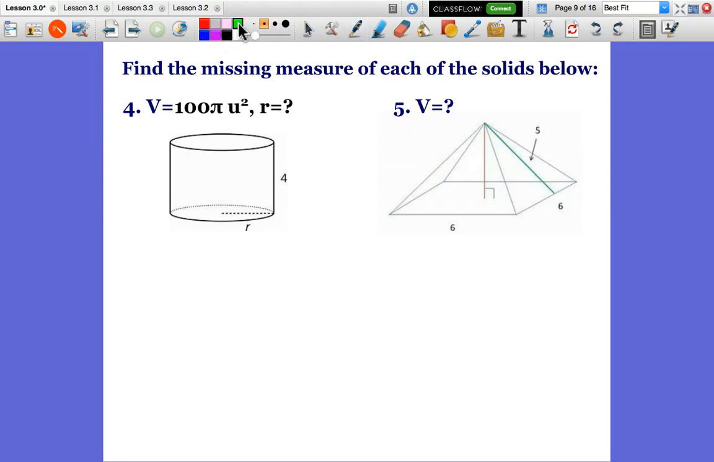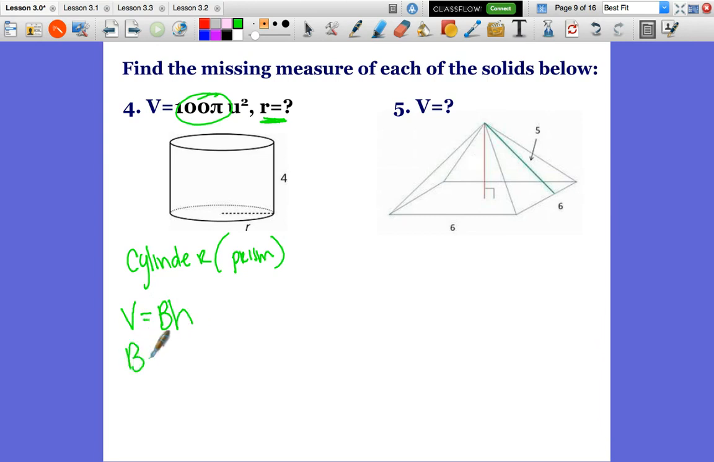What color do I want? This color. So here I'm giving you the volume, and I'm asking you to find the radius, right? So you're working backwards a little bit. Well, this is a cylinder. It behaves just like a prism. So to find the volume, it's area of the base times height.